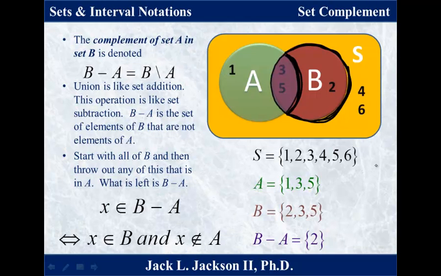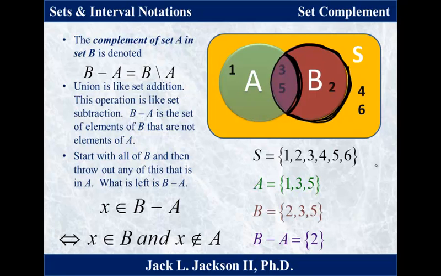Alright, another operation is called the complement of set A in the set B. It's denoted B subtract A, or B backslash A. I kind of like the second notation better in a way because it's not truly subtraction, but really in a way it is subtraction. It's sort of the set version of subtraction. Union is sort of like set addition. In addition, basically we just put things together. That's what we're doing with union.